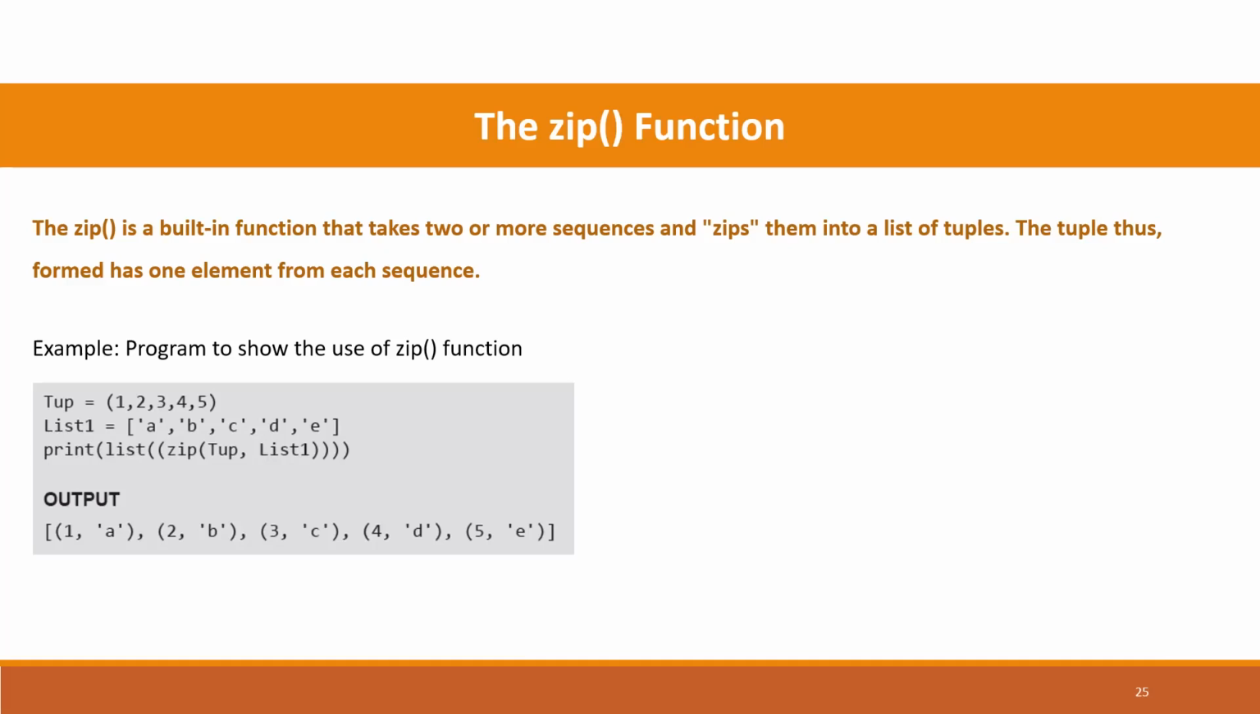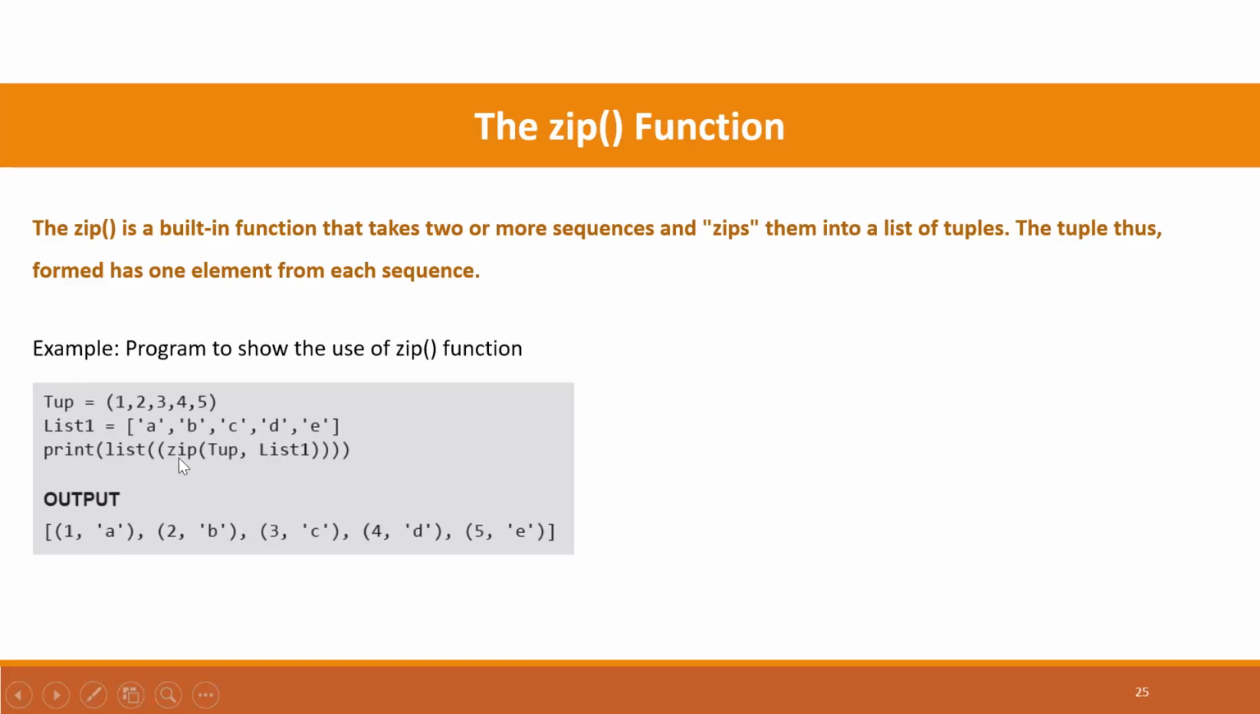Where each item is coming from one item from each collection. So what is the purpose of using the zip function? It is basically grouping the elements, or rather grouping the items of a sequence which have the same index. Here the example that is discussed: 1, 2, 3, 4, 5 is a tuple, and A, B, C, D, E is another sequence, a list. So both are sequences.